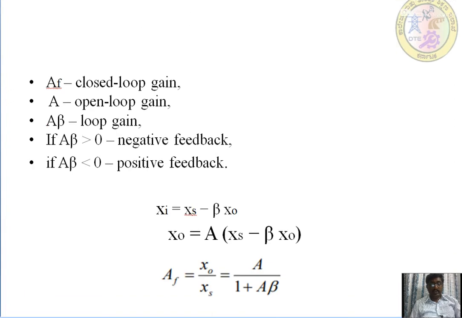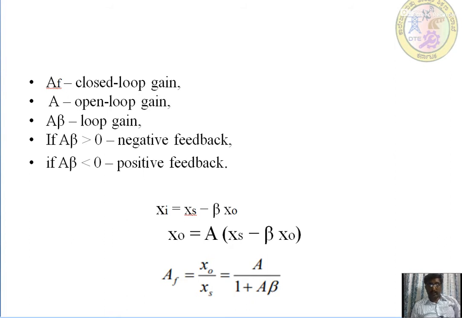AF is the closed loop gain, and A is the open loop gain. If there is no feedback circuit, it is known as open loop gain, and if there is a feedback circuit, it is known as closed loop gain. A into beta is the loop gain. If A into beta is greater than 0, it is known as negative feedback. If A into beta is less than 0, it is known as positive feedback.